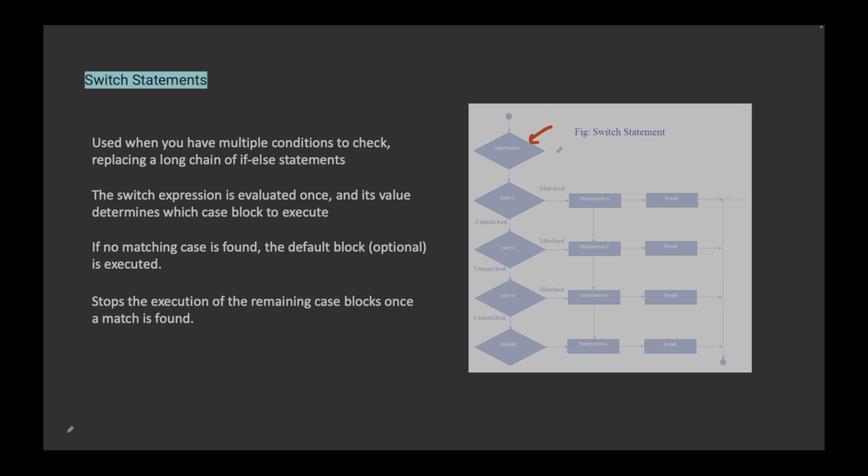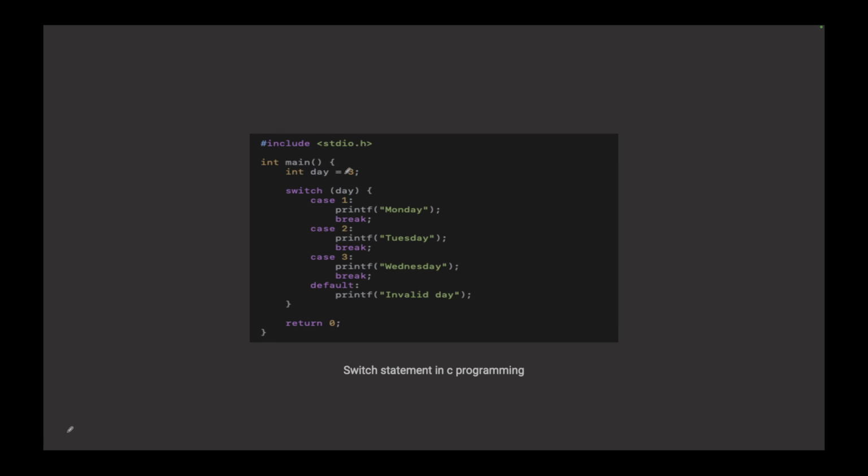Now if the expression is pointing to case number 2, it will go directly to case 2 and start executing its statement, and after that it will break the execution and terminate the switch statement. For example, here you can see the program: int day equals 3. Now we have initialized the day variable with the integer 3, switch day. Now what we are doing is giving an expression for day.